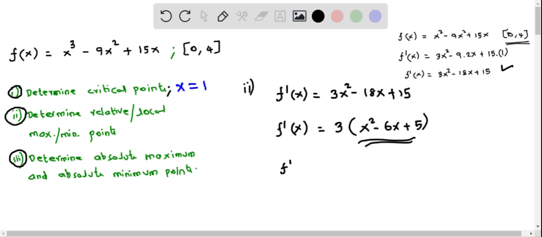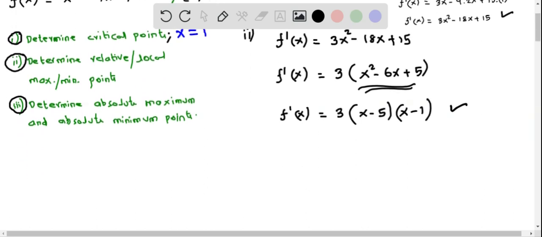So therefore, we can rewrite this as f prime of x equals 3 times (x minus 5) times (x minus 1). So basically, we will utilize this form of f prime of x to make the substitutions. So first let's create a sign chart for the f prime of x at the critical point. I have this critical point at x equal to 1. Basically, I have to understand the sign of the first derivative to the left of x equal to 1 and to the right of x equal to 1.